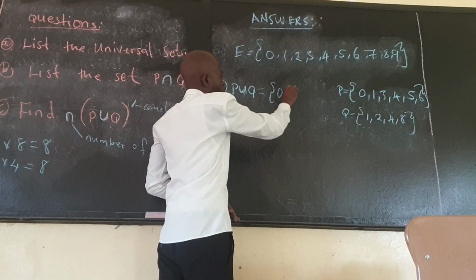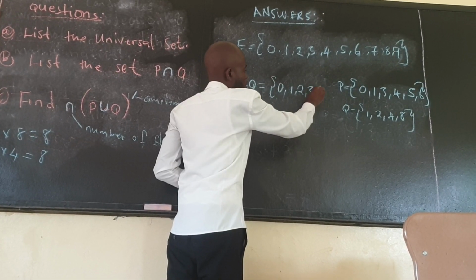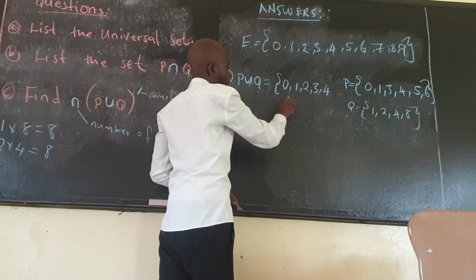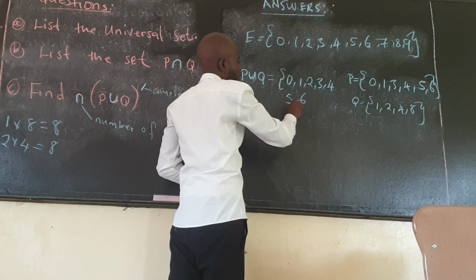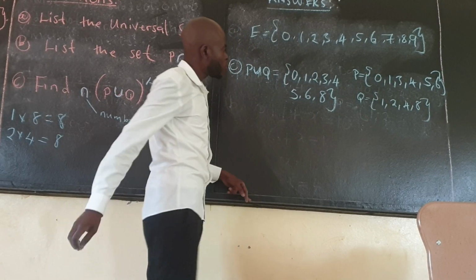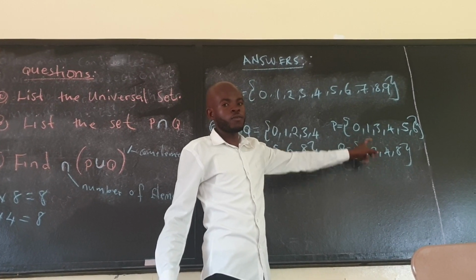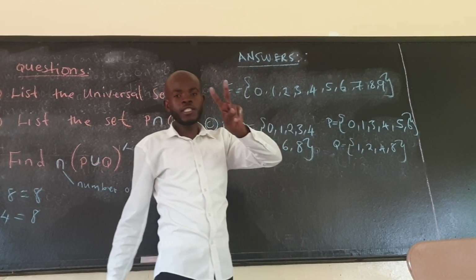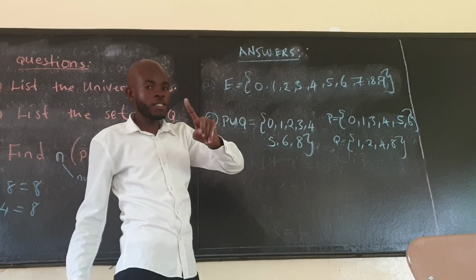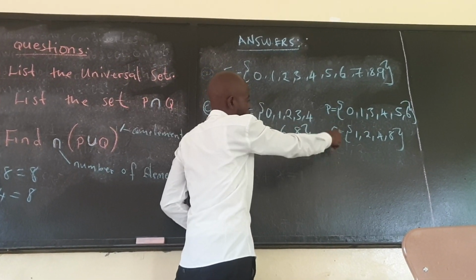So we are going to have 0, 1, 2, 3, 4, 5, 6, and 8. The golden rule I was talking about is that if, for example, 1 is appearing in both of the sets, you should not write it twice. Just write it once. Okay. So this is P union Q, the combination of P and Q.